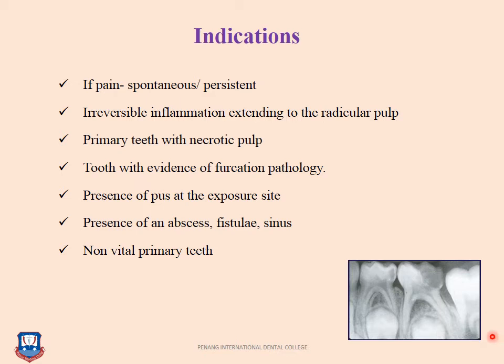So, in this picture you can see the carious lesion, that is, the radiolucency is involving enamel, dentine and pulp. There is focal radiolucency that you can see. So, this indicates that the infection has not only reached the pulp in the coronal portion, but also reached the radicular portion in the furcation area. So, this tooth is indicated for pulpectomy.